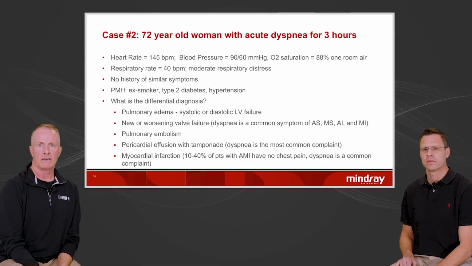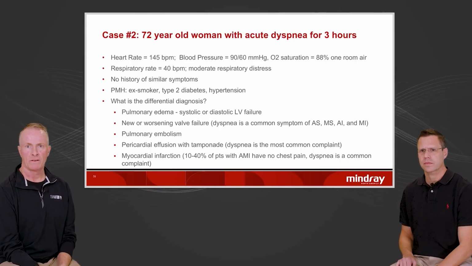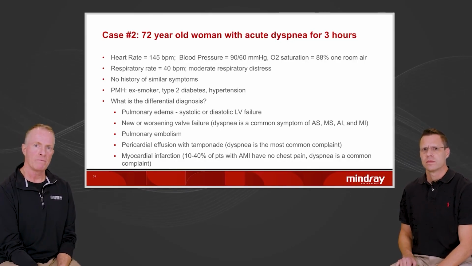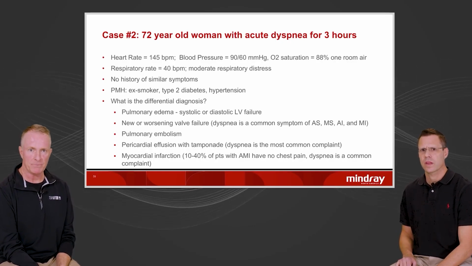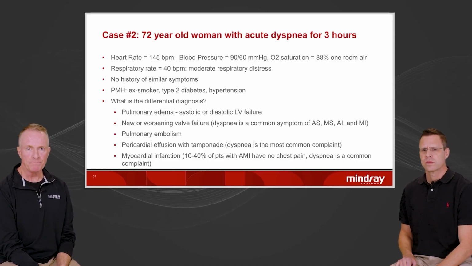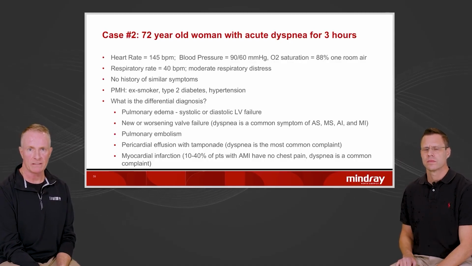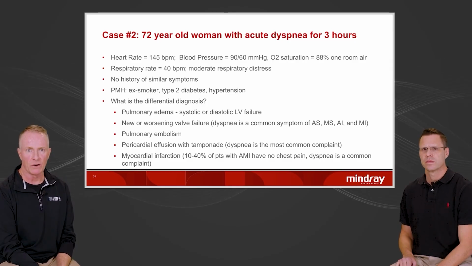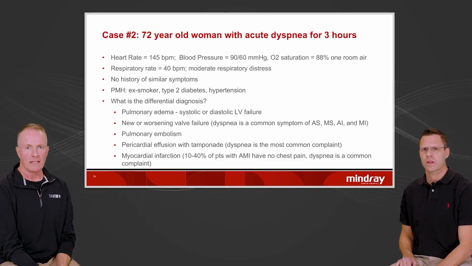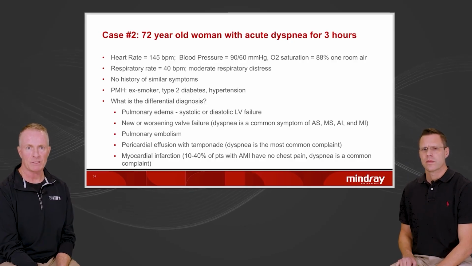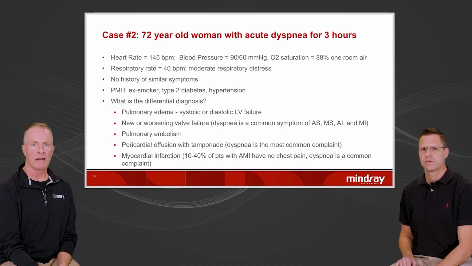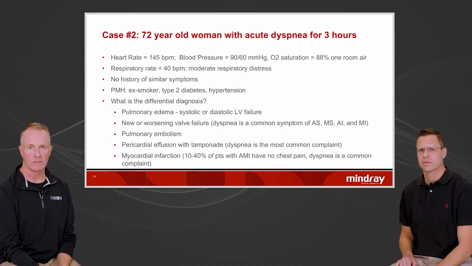Okay, let's go to the second part of our discussion here. We're going to talk about dyspneic patients. So we're going to use a case of a 72-year-old woman with acute dyspnea for 3 hours. She says she's never had this before. She's a little hypotensive. Her oxygen saturation is a little low. Her heart rate's a little high. And her respiratory rate is high. So something's wrong. She's an ex-smoker, type 2 diabetic, hypertensive, so a lot of underlying problems.